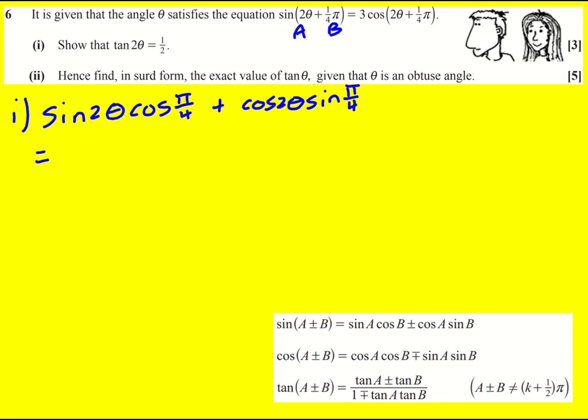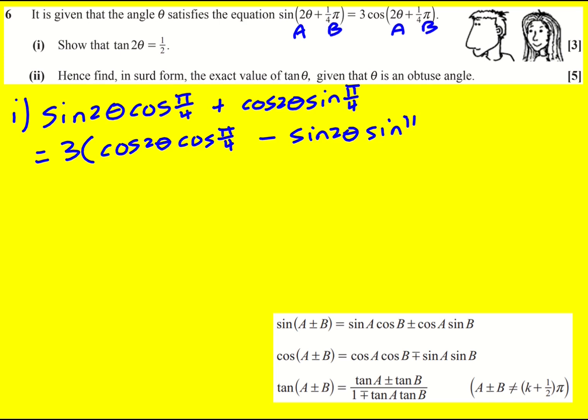And that is going to equal 3 times, now I need to use addition formula for cos, so I've got my A and the B there. It's going to be cos 2 theta cos pi over 4 minus sine 2 theta sine pi over 4.